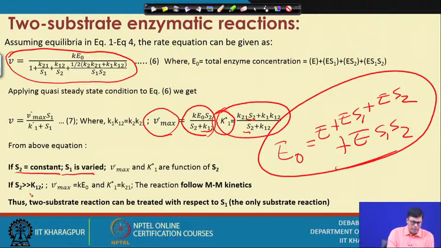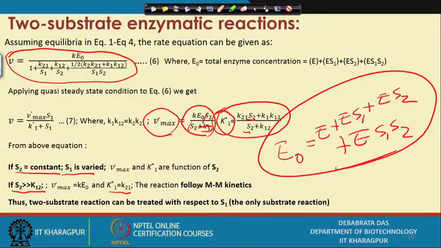Am I right? Now, in the second case, if we assume S2 is very large as compared to K12, then I can ignore this, and it will cancel. Then Vmax equals K into E0, which is a constant. K1 star also becomes this: I can ignore K12 as compared to S2, the S2 will cancel, and K1 star will be equal to K1. So, the two substrate model will approach the single substrate model when we assume two different cases. In one case, you assume S2 is constant, and in the other case, S2 is much higher as compared to S1.